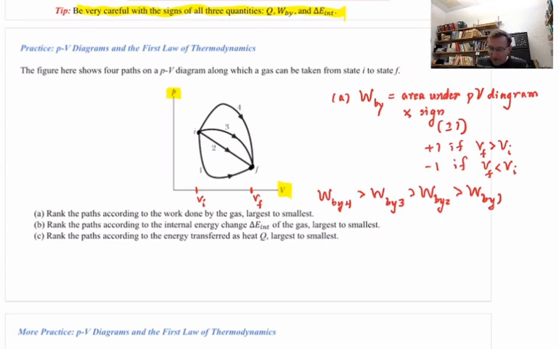Rank the paths according to the internal energy change, delta E internal, of the gas, largest to smallest. Okay, think about that for a minute, pause the video, and then come back.